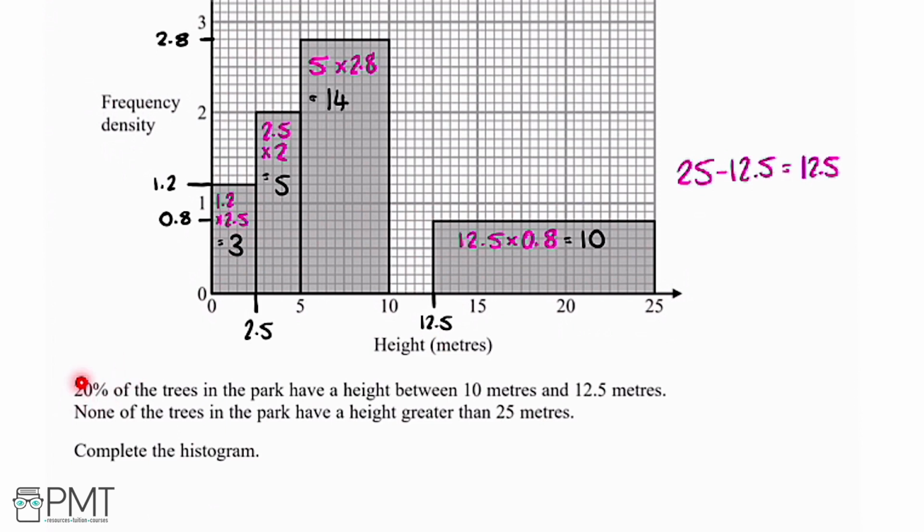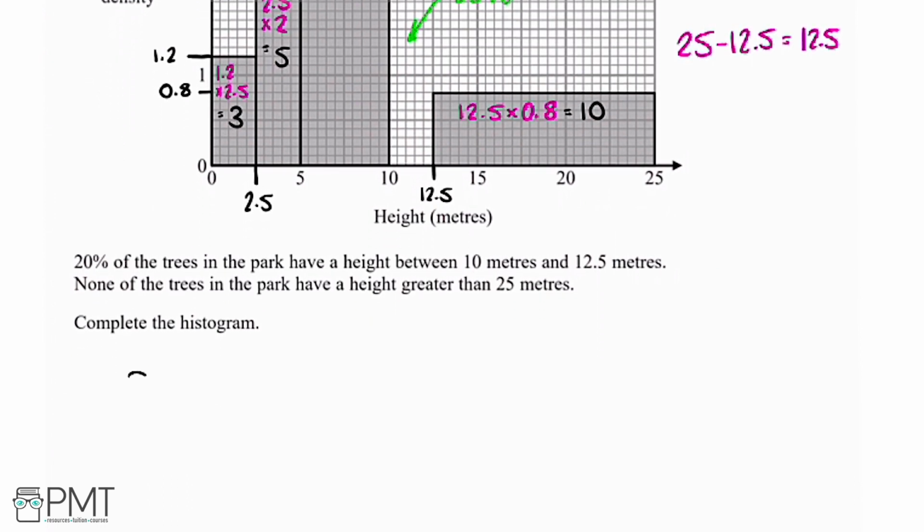We're told that 20% of the trees in the park have a height between 10 and 12.5 meters. In this area, we're going to have 20% of the trees. This means that all these other bars combined is going to be 80%. So if I add them up, we've got 3 trees plus 5 plus 14 plus 10 equals 80% of the trees. So adding these up, we get 32. So 32 equals 80%. And we can use this to work out how many trees 20% is.